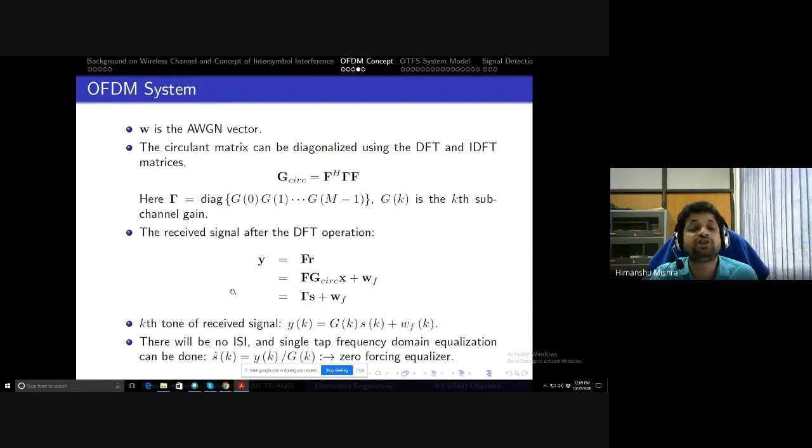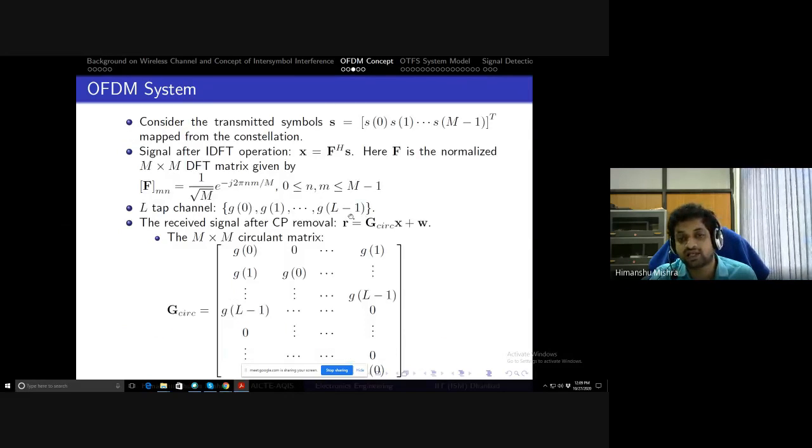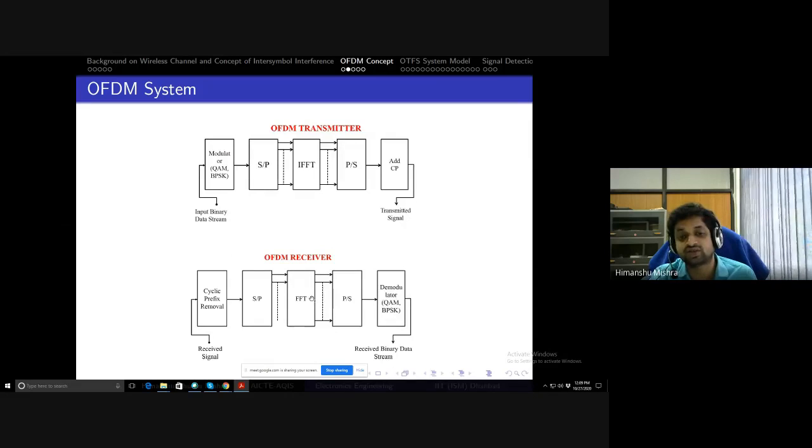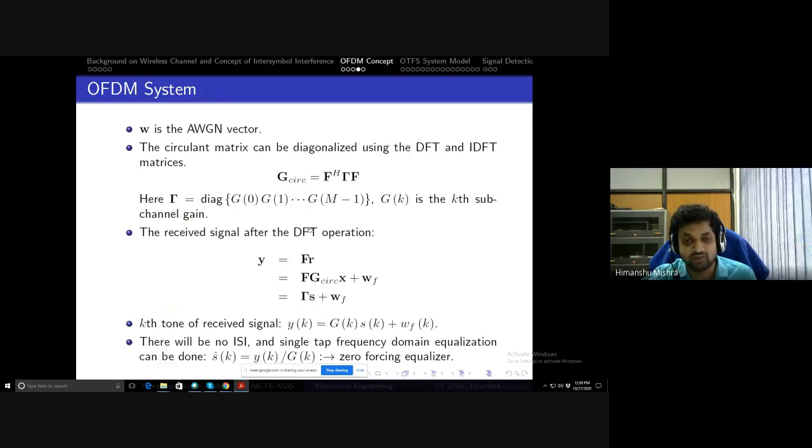Now what we'll do is apply, as I told you, the received signal over here. Then we have to do the FFT operation, or you can take the DFT operation. Once you do the FFT operation, Y equals F, this FFT matrix, times the received signal. We have to do this FFT operation at the receiver, so the received signal is in frequency domain.